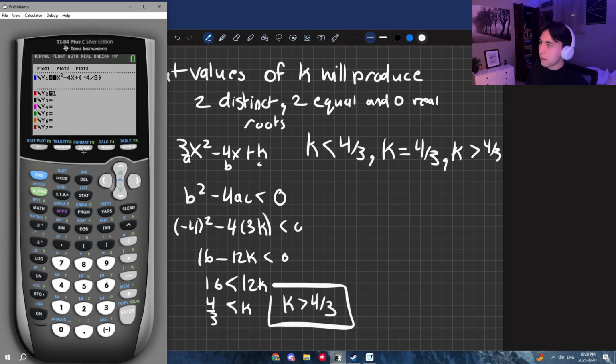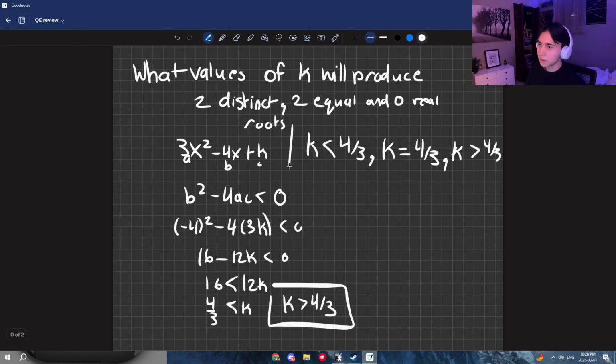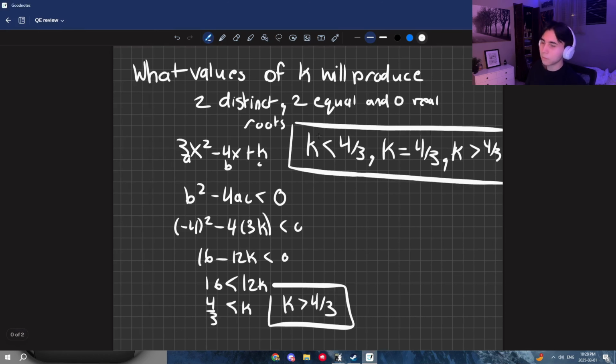And now we can go back and test what values would give us 0 solutions. We said any number that's greater than 4 over 3. So let's say 5 over 3. And what you're going to notice is it's not going to touch the x-axis at all, meaning we have 0 solutions. So that will be the answer to this. You can always test your values to see if they're actually correct.